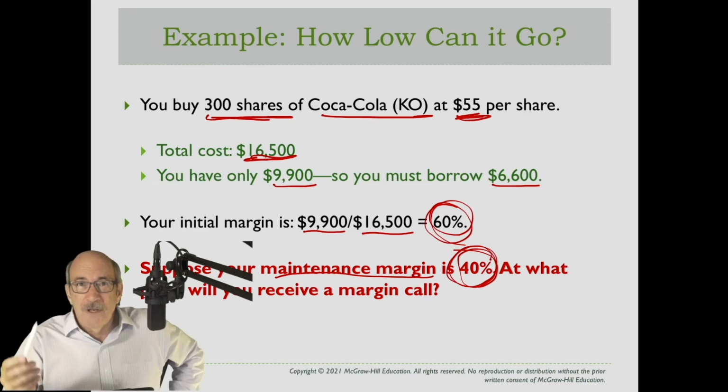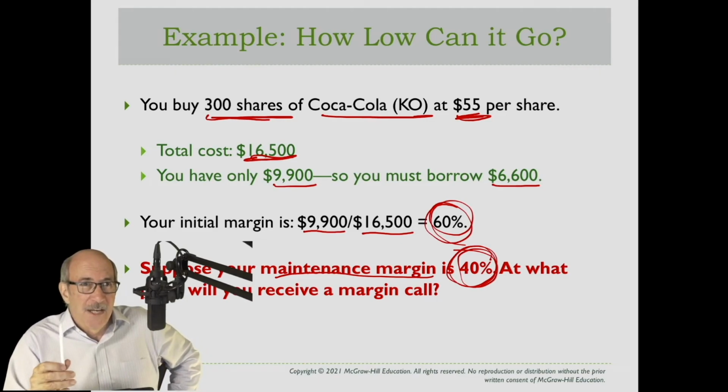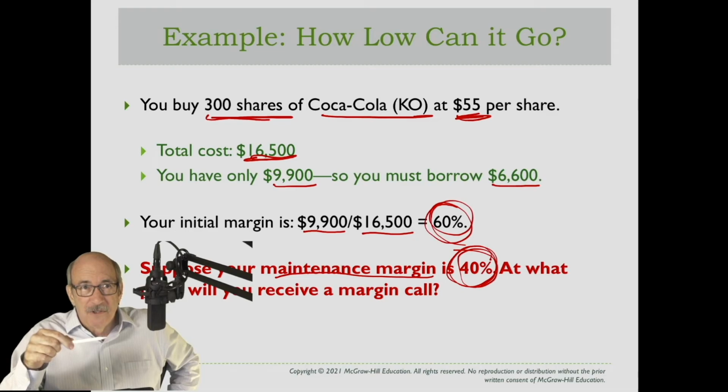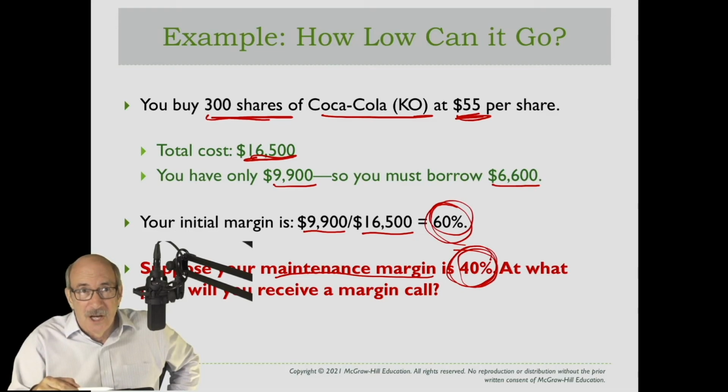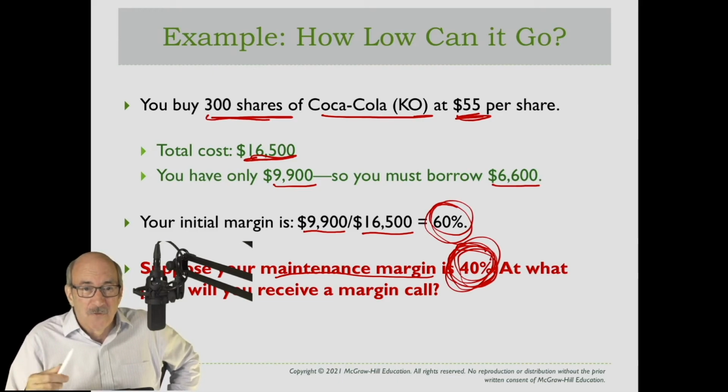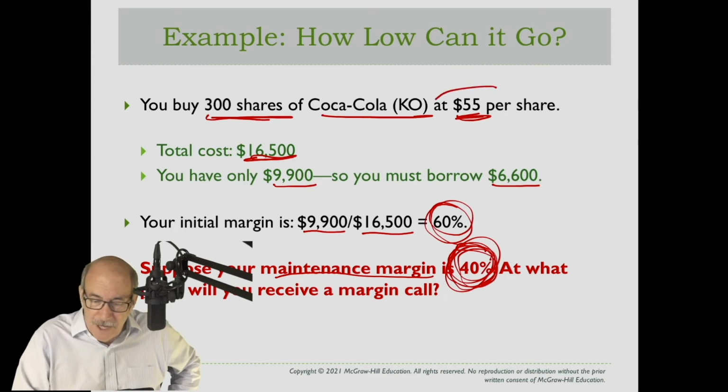So the broker wants to make sure that you are going to have skin in the game no matter how fast that price falls. So they're going to set this maintenance margin at a higher level for more volatile stocks and at a lower level for less volatile stocks. So in this case, it's kind of in the middle, 40%. But what we would like to know as an investor, we'd like to know in advance. We've opened up this position at 55.